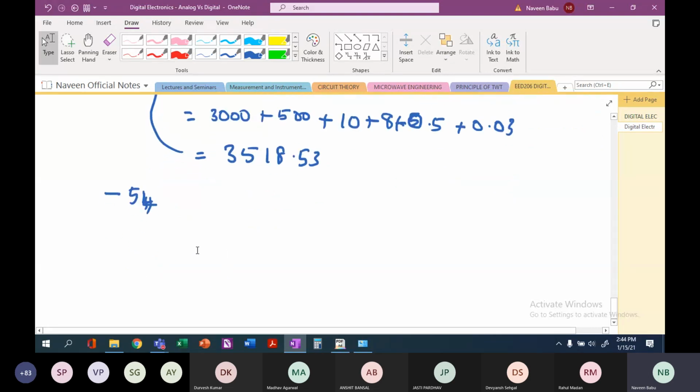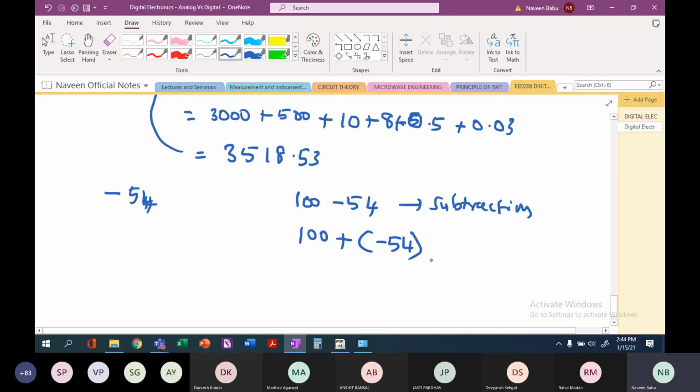Slightly confusing. So what do I mean by that? Say for example, I want to compute 100 minus 54. Instead, this 100 minus 54 can be written as 100 plus minus 54. Am I right? Which means what we are doing is, this is a subtraction, but here we are performing an addition with a negative number.